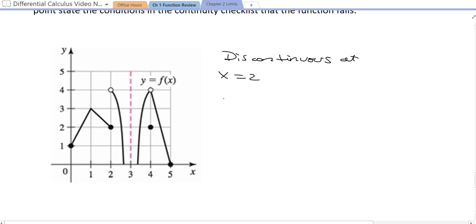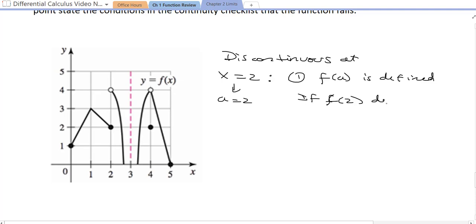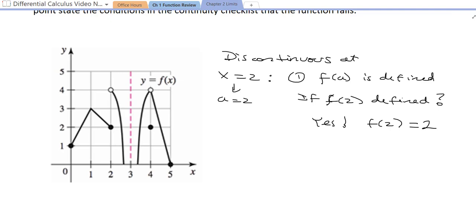And why? Which condition does it fail? Let's look at the 3 conditions. The first one is that f of a is defined. So here our a is 2. Is f of 2 defined? What do you think? Yes, there's a solid dot. So we can say yes, f of 2 is equal to 2. So it meets the first condition.